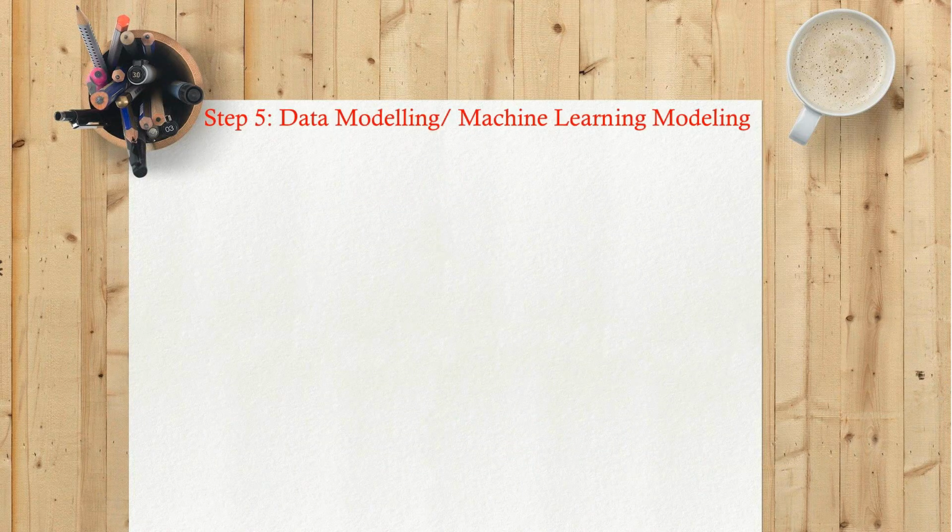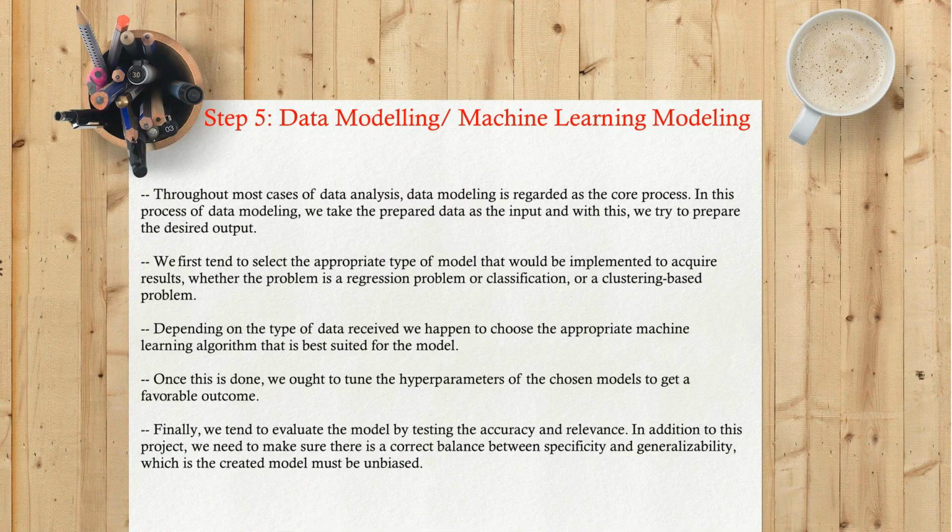Step 5. Data modeling or machine learning modeling. Throughout most cases of data analysis, data modeling is regarded as the core process. In this process of data modeling, we take the prepared data as the input, and with this, we try to prepare the desired output. We first tend to select the appropriate type of model that would be implemented to acquire results, whether the problem is a regression problem, or classification, or a clustering-based problem.